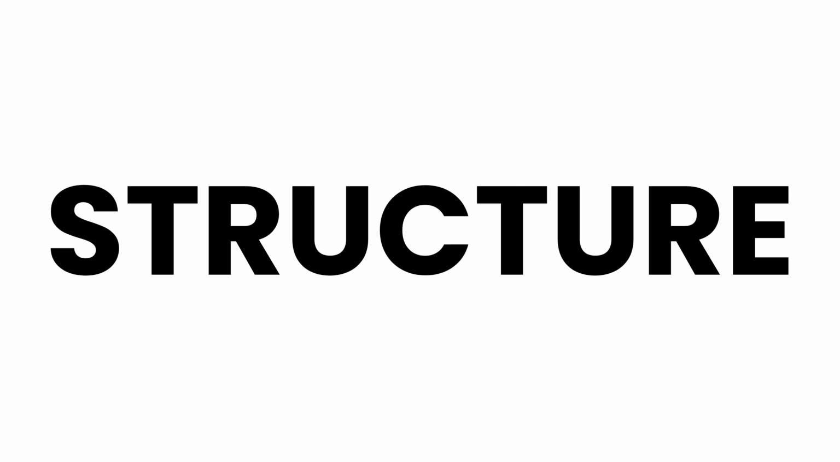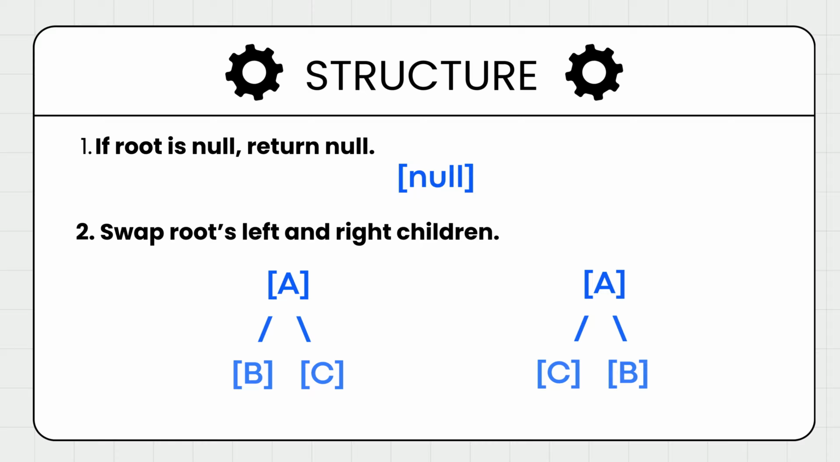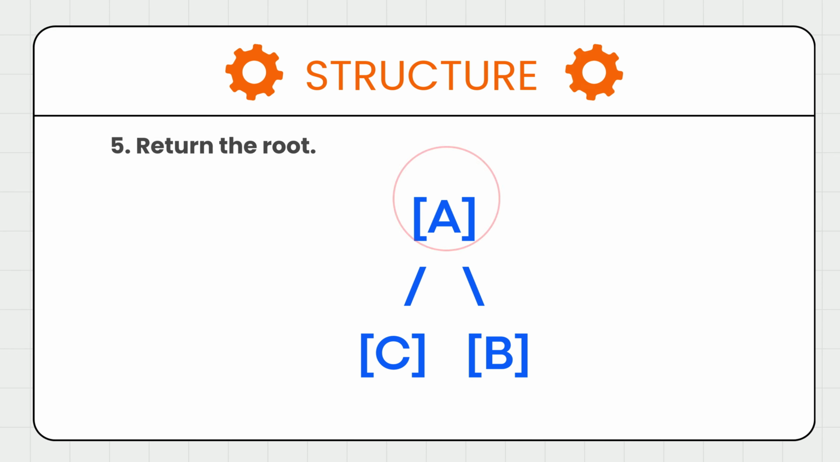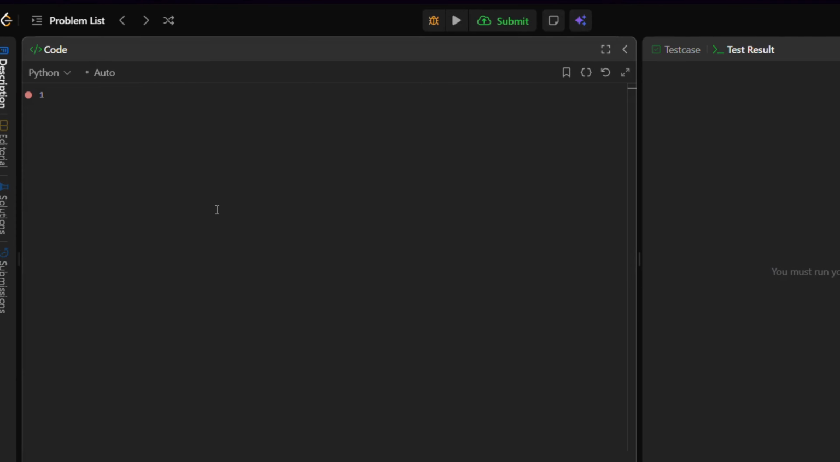Here's the structure. If root is null, return null. Swap root's left and right children, recursively invert the left child. Recursively invert the right child, return the root. Let's try to implement it using solution 1. Line-by-line narration, line highlighted: class Solution.